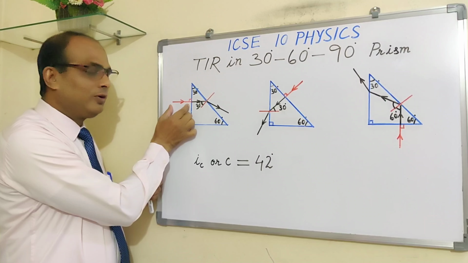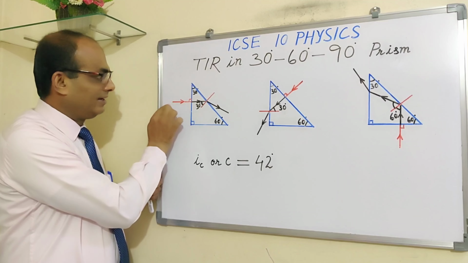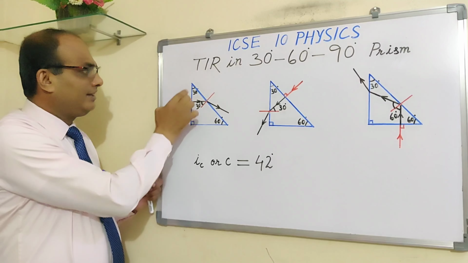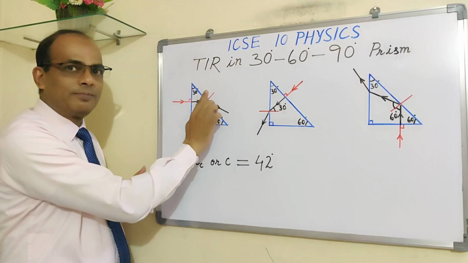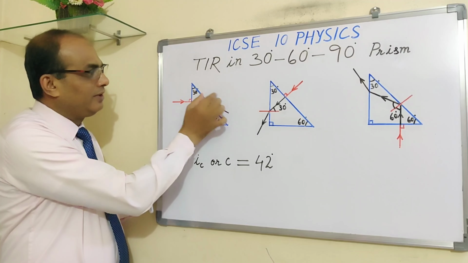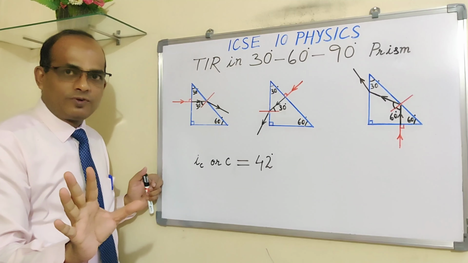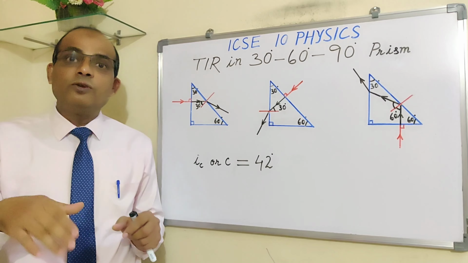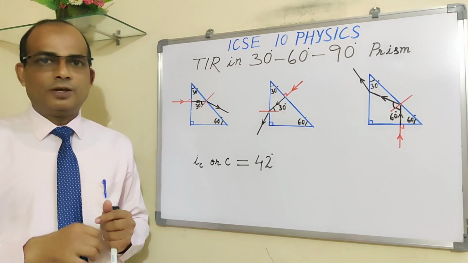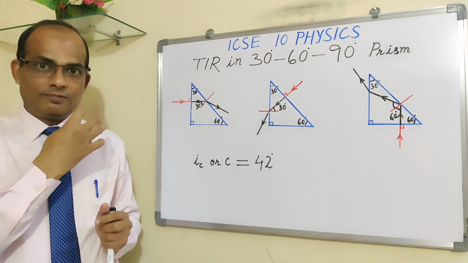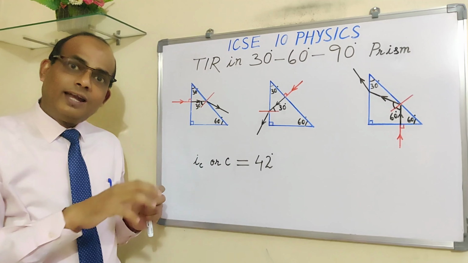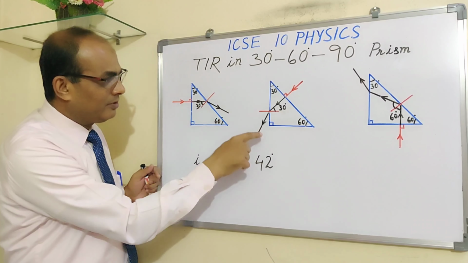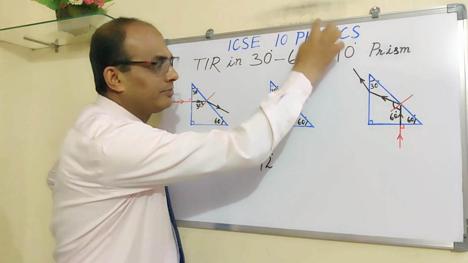Sorry, let me call it the ray of light, this red one, and this prism, and this normal that you have to draw. So the question is copy. First of all, you have to copy in your answer script. Don't do it in the question paper. Repeatedly I tell you. So copy and then complete the diagram till the ray of light emerges out of the prism.